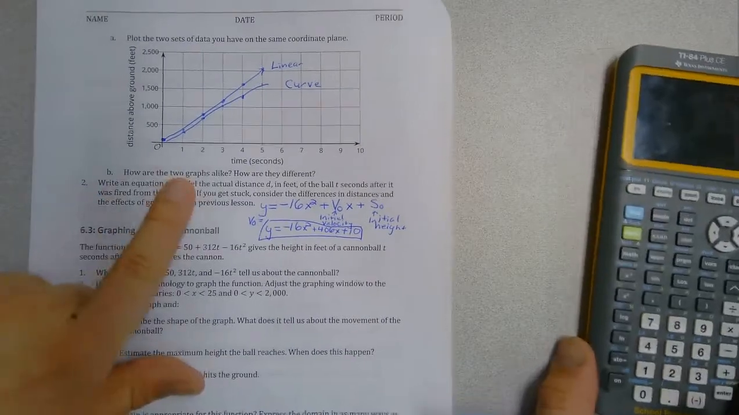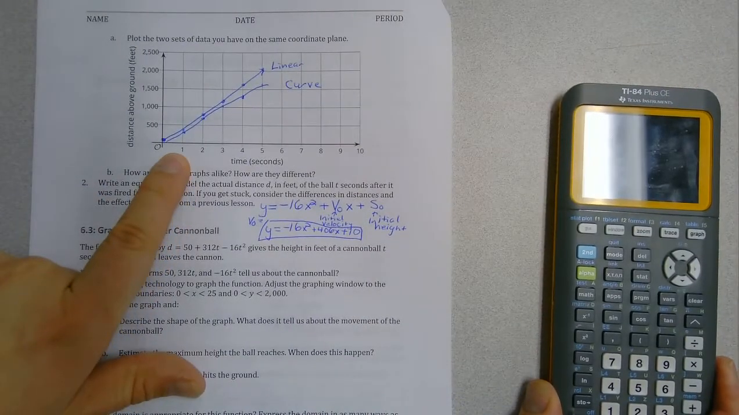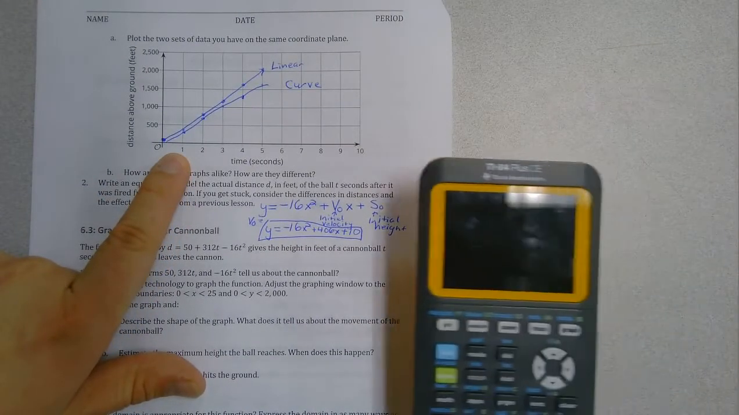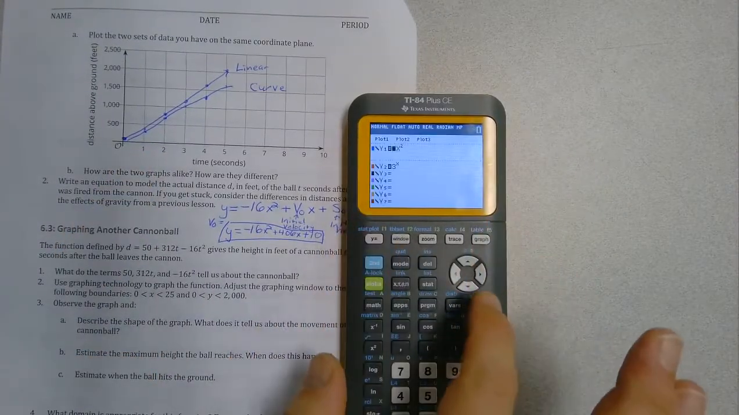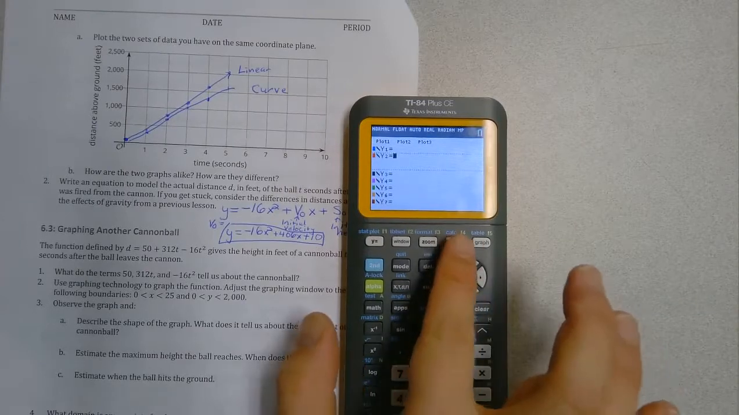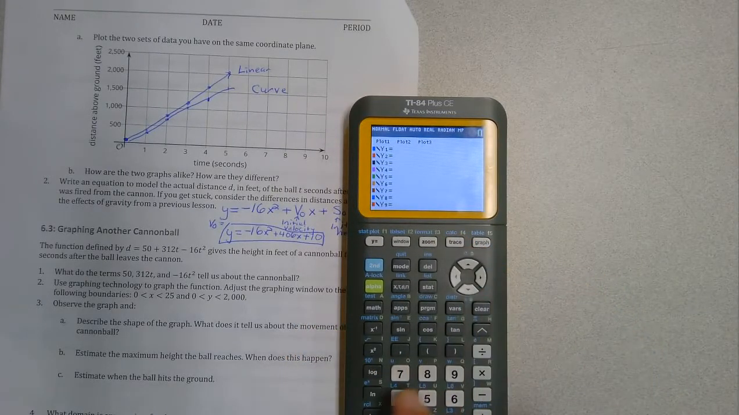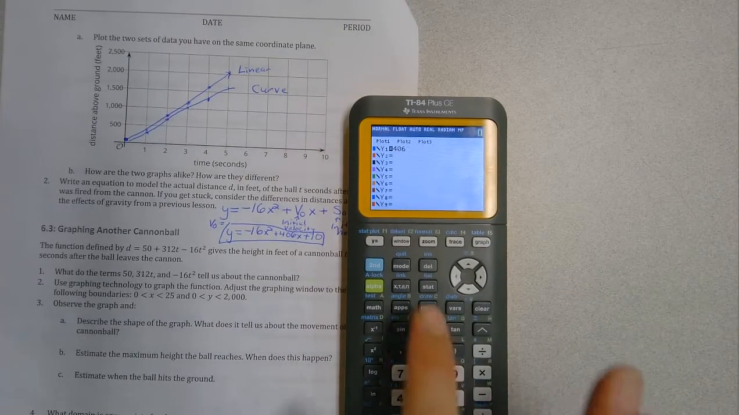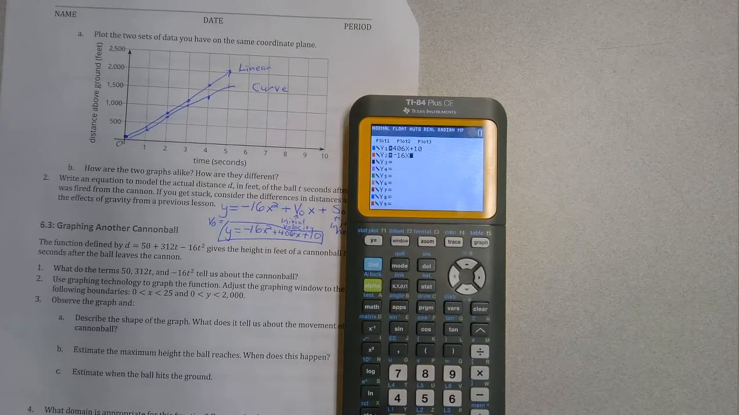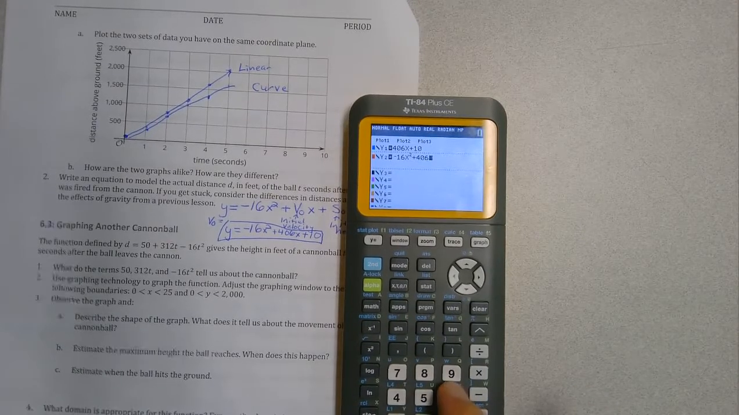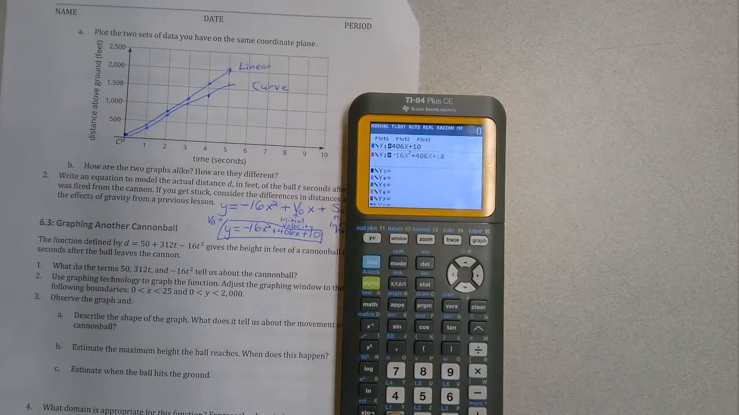And if this graph was a little bit upsetting to you, let me show you how to use technology to graph that. So what I'm going to do is press y equals, clear out what's in there. The first graph was linear, so y equals 406x plus 10. And then the second graph was y equals negative 16x squared plus 406x plus 10.